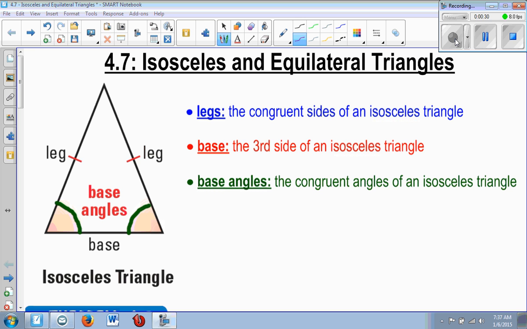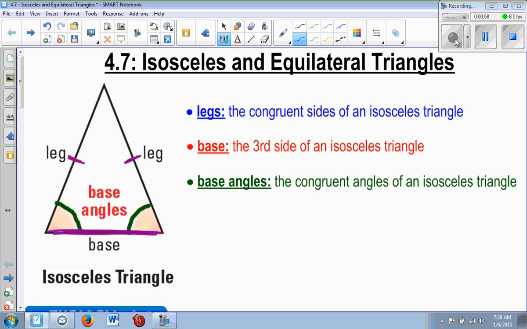Over here on the left of your paper, you've got an isosceles triangle, and it's got all of its different parts labeled. Notice the two sides that are marked congruent on the left and on the right-hand side, they're labeled as legs. Anytime we talk about the legs of an isosceles triangle, we're talking about its two congruent sides. Notice the third side on the bottom, the base, is the third side that's not the congruent side.